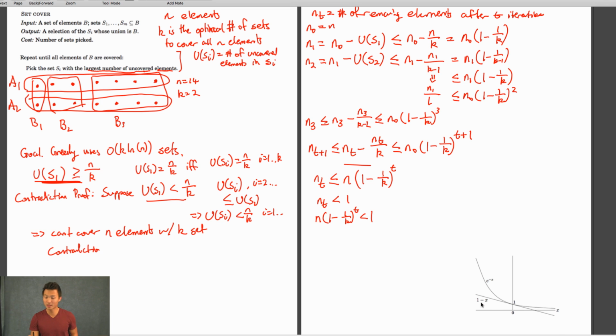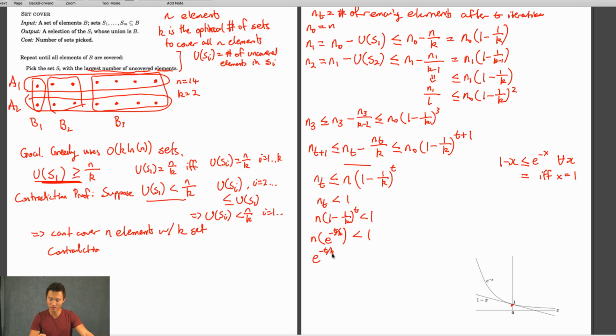And now let's look at this inequality that we have. Let's make use of this relation: 1 minus x is less than or equal to e to the negative x for all x, and equal if and only if x is 1, right? So this 1 minus x is e to negative x, and then equal only at this point. So in this case, our x is going to be 1 over k. So we now have n times e to the negative t over k is going to be less than 1.